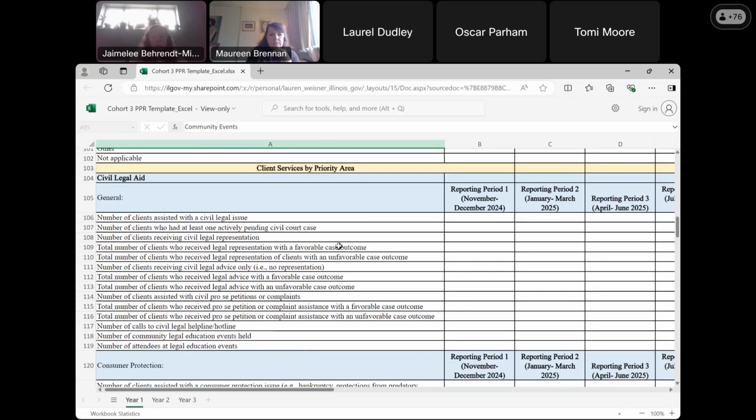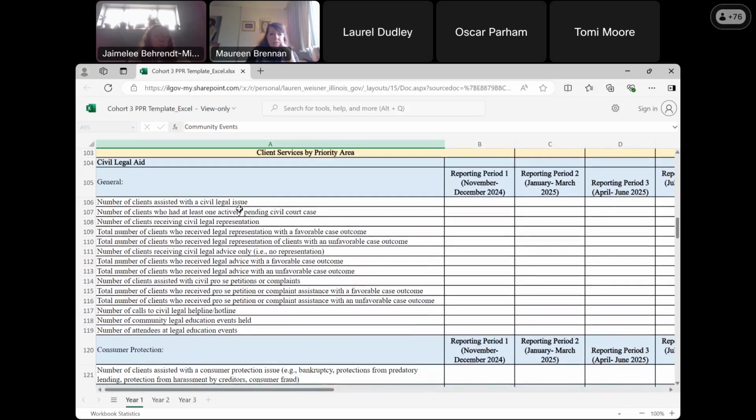And for here, you again only need to report on things that are relevant for you. And so if you are assisting clients with a civil legal aid issue, you can put the number in here. If you're not doing that, then you can leave it blank. If you are counting the number of clients who receive legal advice and whether they have a favorable outcome or an unfavorable outcome, you would put the numbers there. If not, again, just leave it blank.